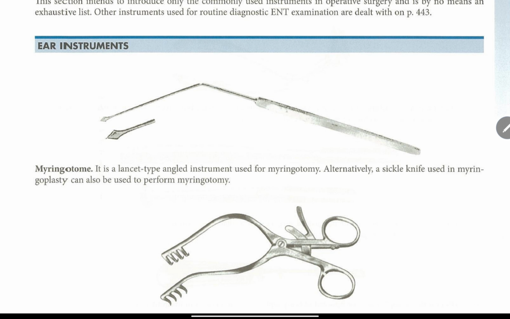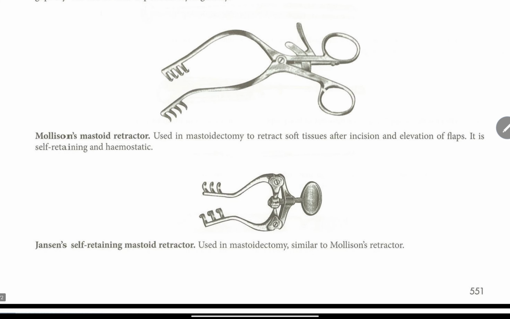Ear instruments. 1. Myringotome. It is a lancet type angled instrument used for myringotomy. Alternatively, a sickle knife used in myringoplasty can also be used to perform myringotomy. Mollison's mastoid retractor is used in mastoidectomy to retract soft tissues after incision and elevation of flaps. It is self-retaining and hemostatic.